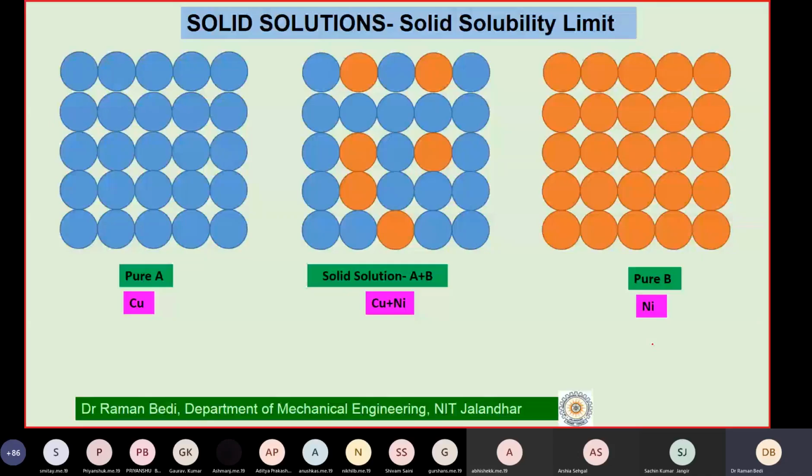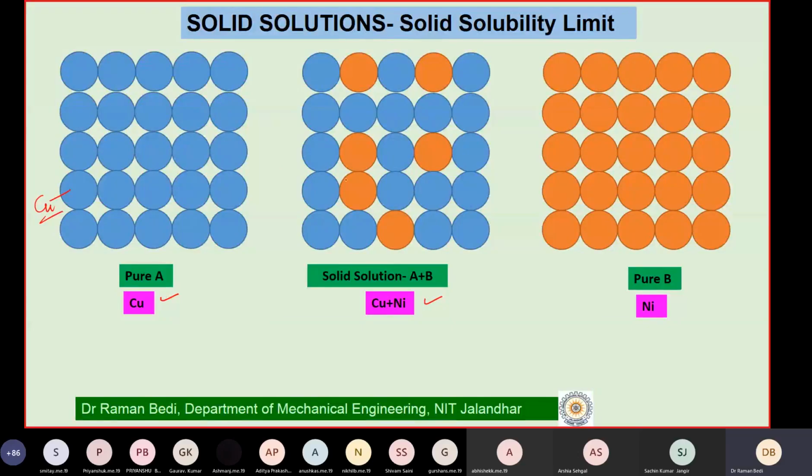Okay, so now coming to the second type of solid solution, which we say is the substitutional type, I take the example of the copper nickel system. So what we have first is just copper atoms available to us.